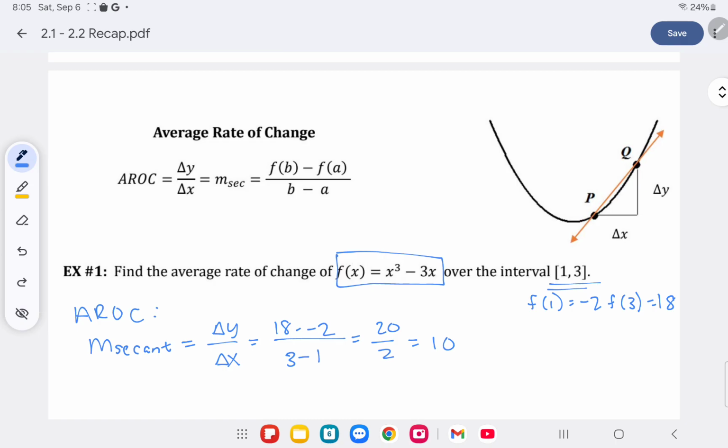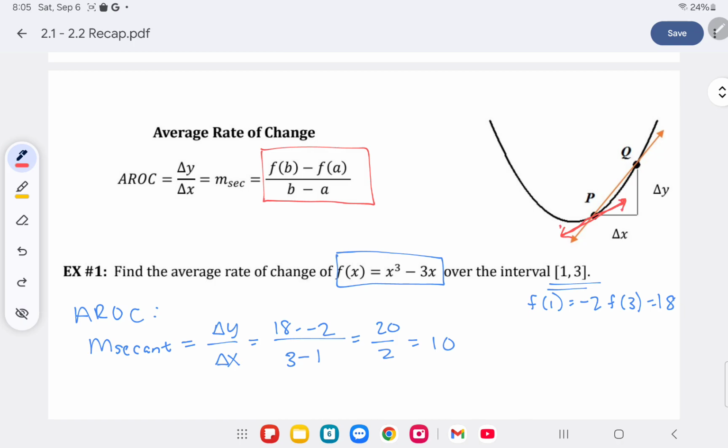This is the more formal equation for the slope of a secant line: f of b minus f of a over b minus a. That might be a little bit more helpful when we go on to talk about how to find the slope of a tangent line. So again, the difference between a secant line and a tangent line: a secant line connects 2 points. A tangent line is what the slope of the graph is doing at one particular point, like at point P.